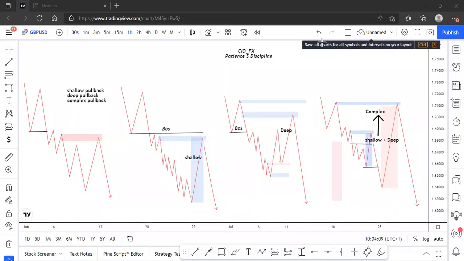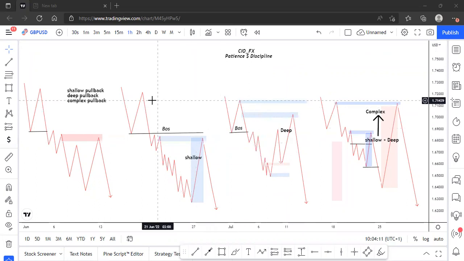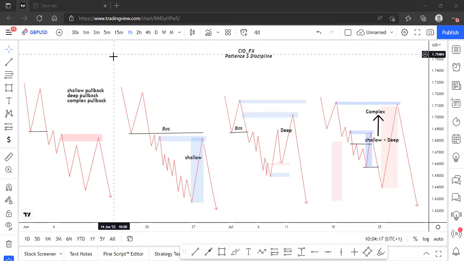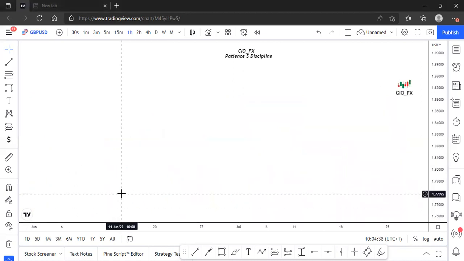Yeah. So in the last class, we dealt with shallow pullbacks, deep pullbacks, complex pullbacks. So we are still dealing with structure. So today we'll be moving to areas in structure, like the primary zones, the secondary areas, and all other areas like the internal structure, where we are actually interested in structure. So let me take it to a fresh place.